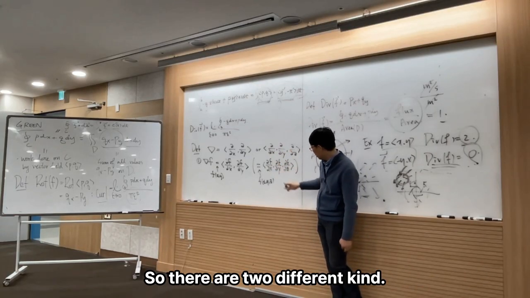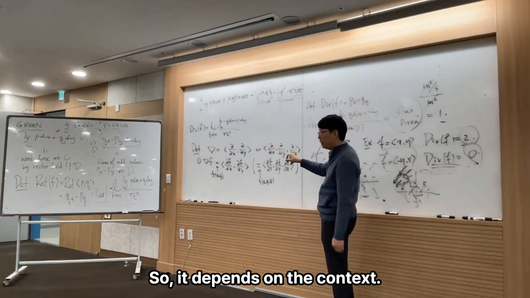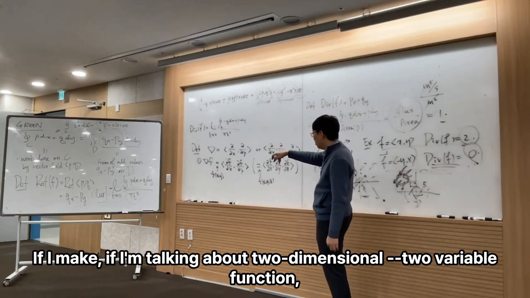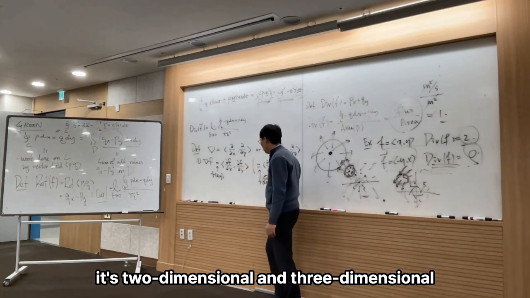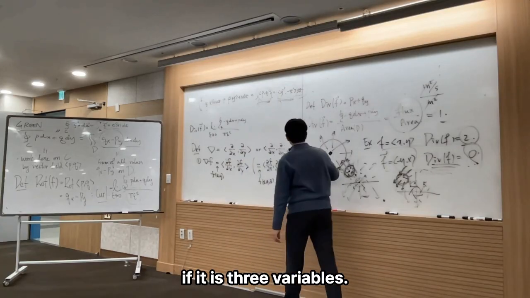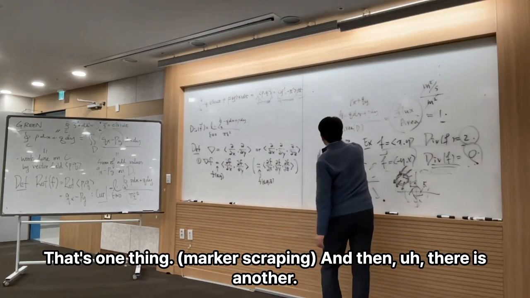Okay, so there are two different kinds. It depends on the context. If I'm talking about a two variable function, it's two-dimensional, and three-dimensional if it is a three variable function. That's one thing.